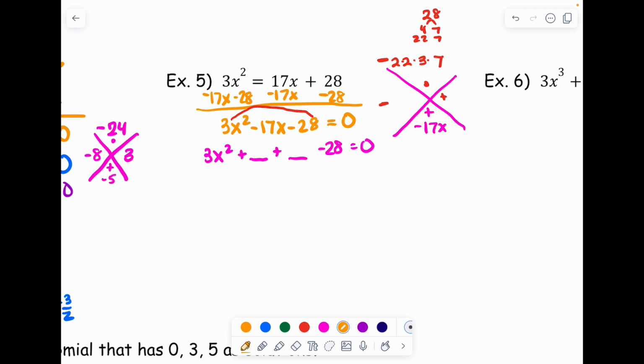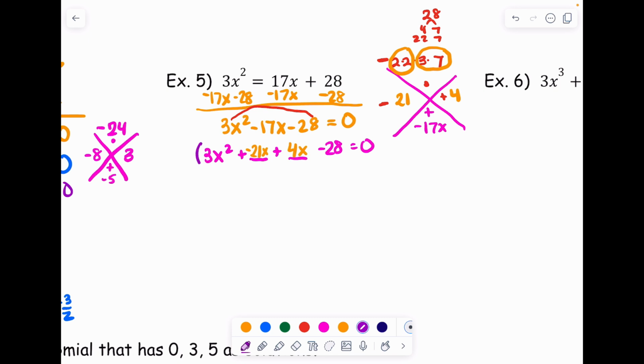Let's see some ways that we could do this. We can have 12 and 7, but 12 minus 7 is not negative 17. So that is not going to be the way we go here. What if we make 21 and 4? Leaving the 21 as the biggest, because when we subtract, we want a negative 17. Good job, you guys, because that works. I'm going to put my negative 21 in the front and my positive 4 in the back. And remember, these have to add to negative 17x, so they have to be like terms.